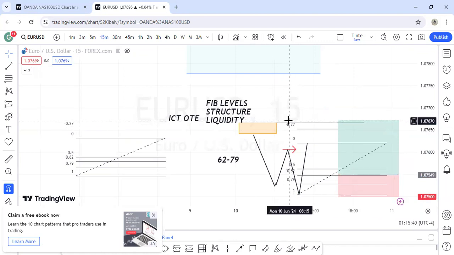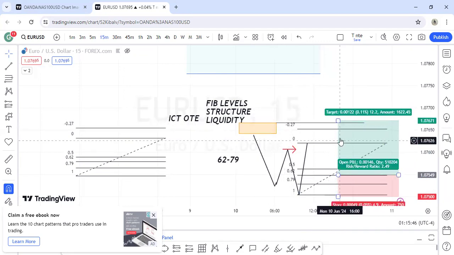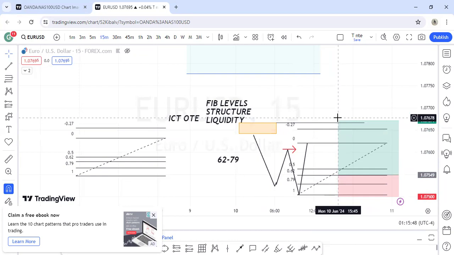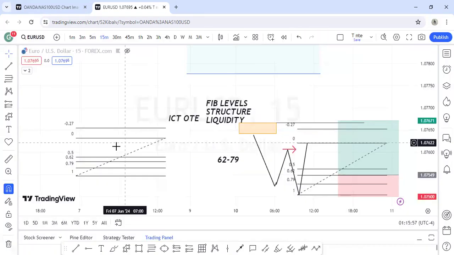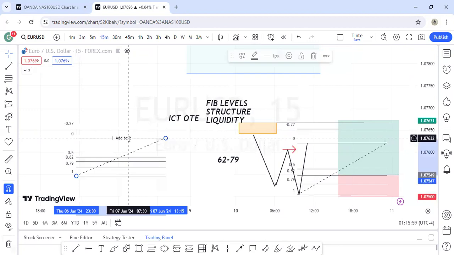So you can see how this happens. Minus 0.27 is usually the first area you set a reaction at, and then if there's liquidity around there, you can still extend it to that point, right? It's very, very simple. This is for a bullish scenario. There's not too much to do here.